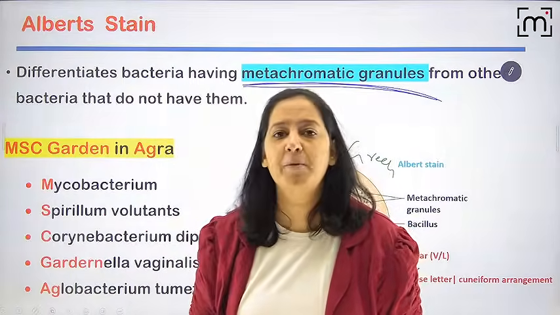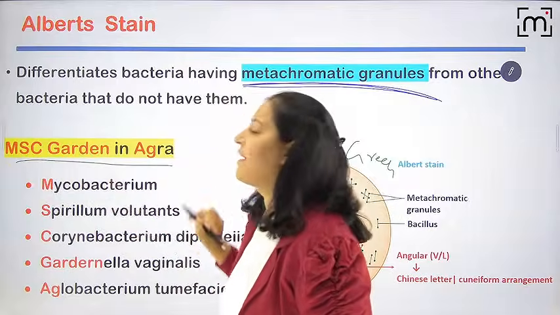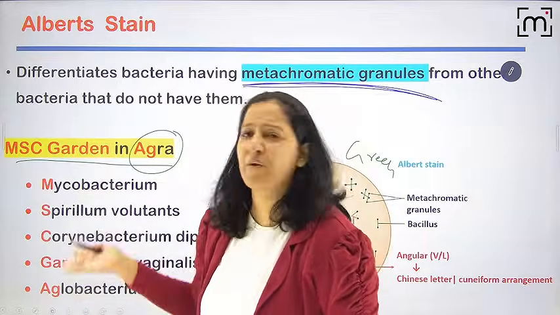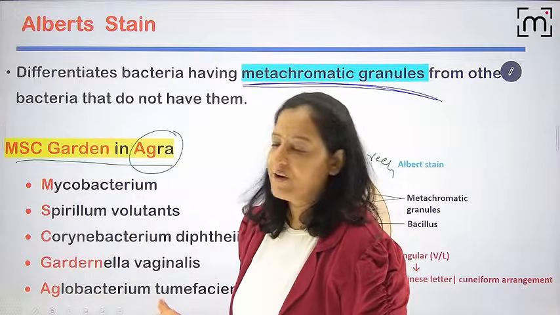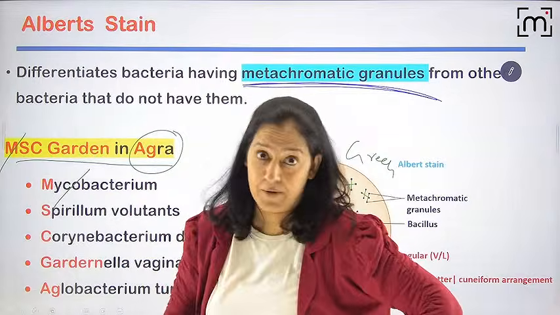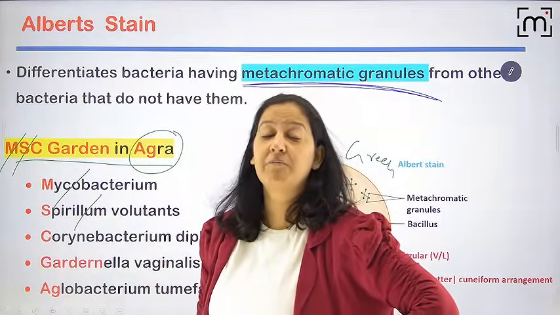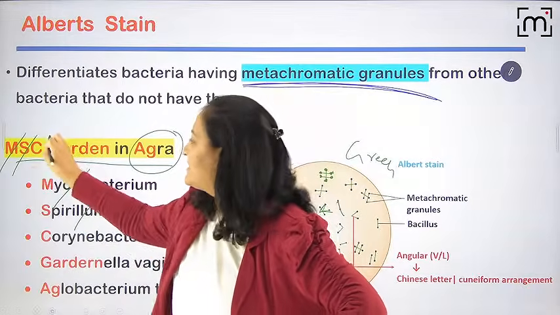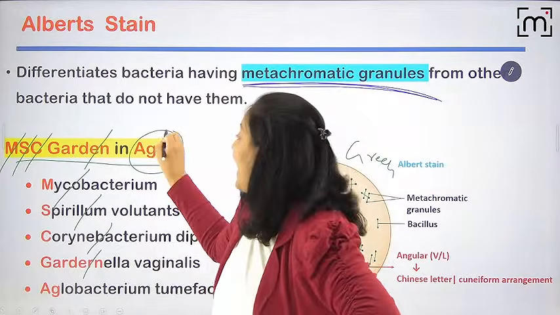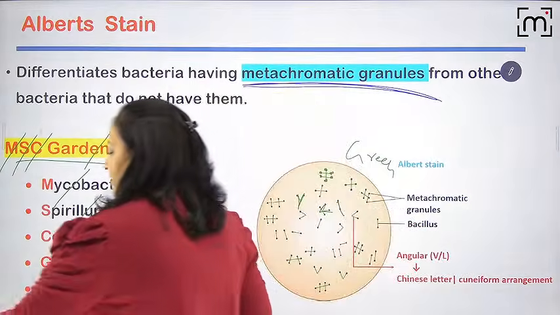What are the 5 bacteria which are Albert positive? I have a mnemonic to learn them. The mnemonic is MSC Garden in Agra. Have you visited Agra? In Agra, there is a garden, MSC Garden. There is no such garden. It is just a mnemonic we have created. On the map, there is no such garden. Don't search it. MSC Garden in Agra. M stands for Mycobacterium. It is Albert positive. S for Spirillum volutans, the first bacteria in which metachromatic granules were discovered. C is Corynebacterium diphtheriae. Garden is Gardnerella vaginalis. And Agra is Agrobacterium tumefaciens. MSC Garden Agra.